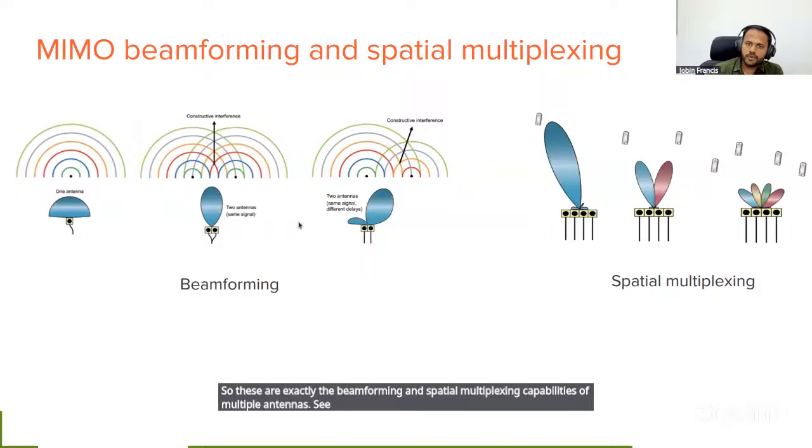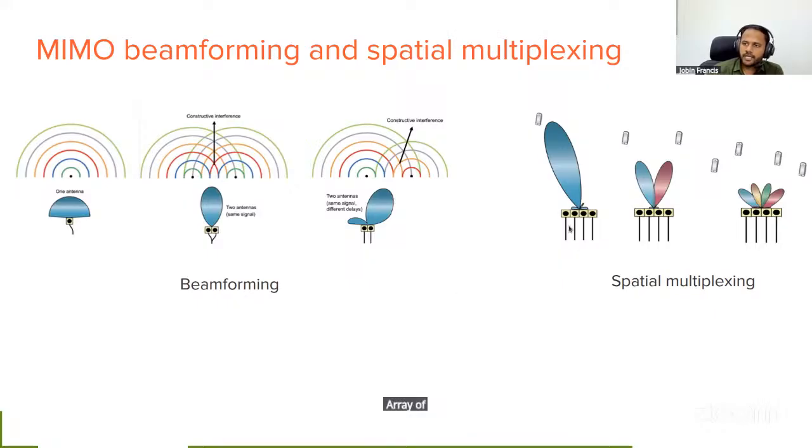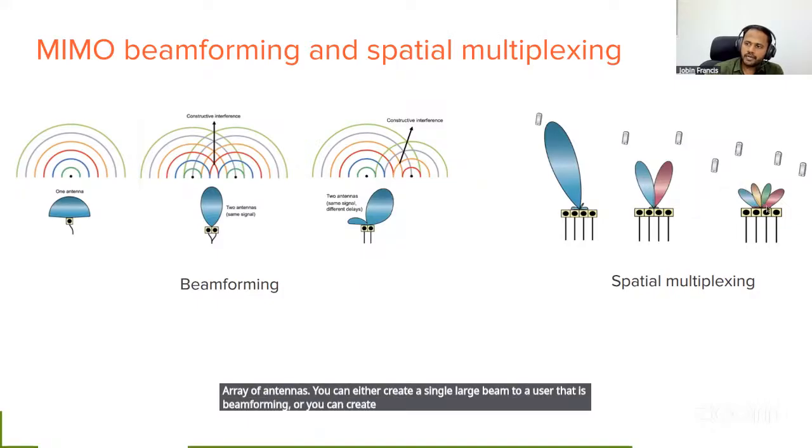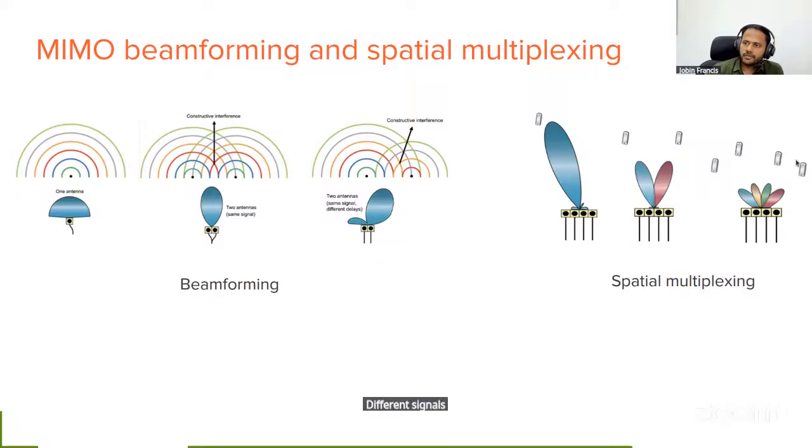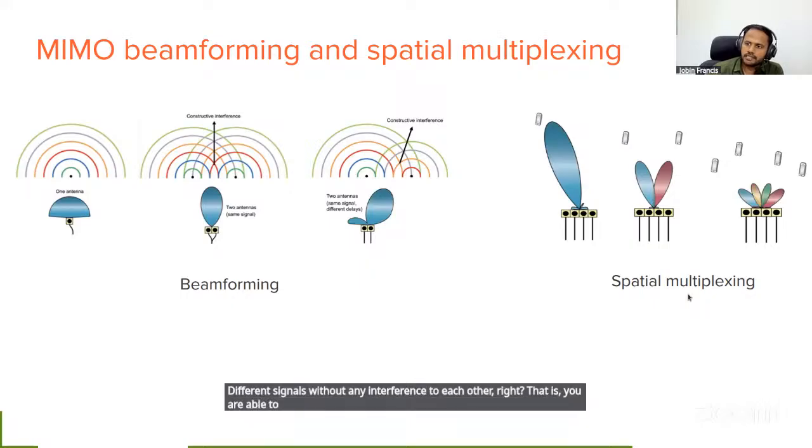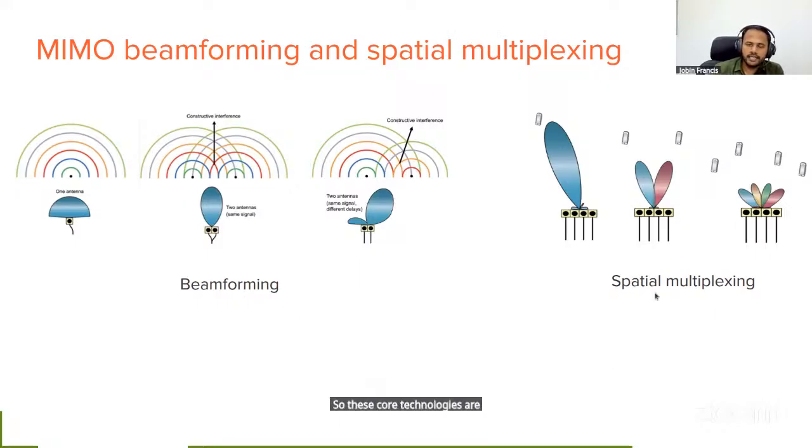See that all of this was possible because we had more than one antenna in our transmitter, right? So using this array of antennas, you can either create a single large beam to a user, that is beamforming, or you can create multiple smaller beams to multiple users, that is spatial multiplexing, right? So spatially, you are sending different signals without any interference to each other. That is, you are multiplexing different signals in the spatial domain, hence the name spatial multiplexing, right? So these core technologies are going to be the enablers for 6G data rate requirements.